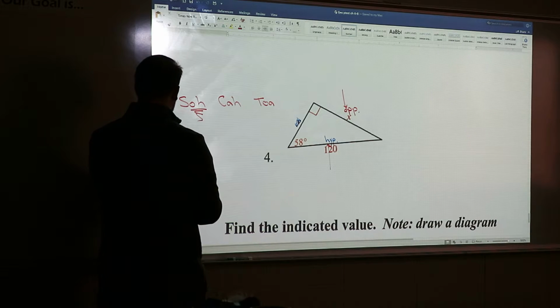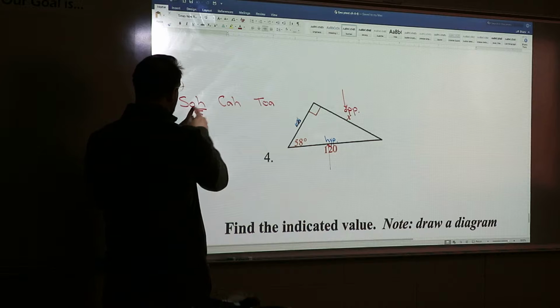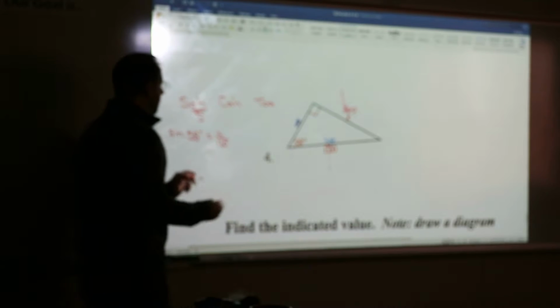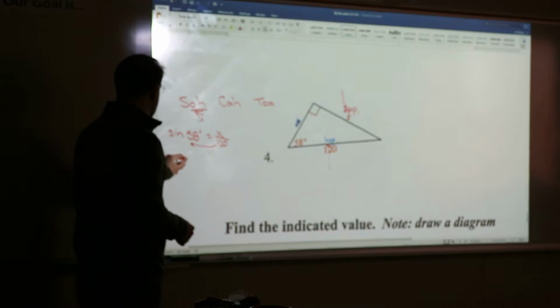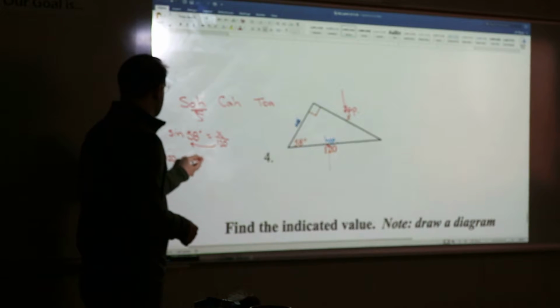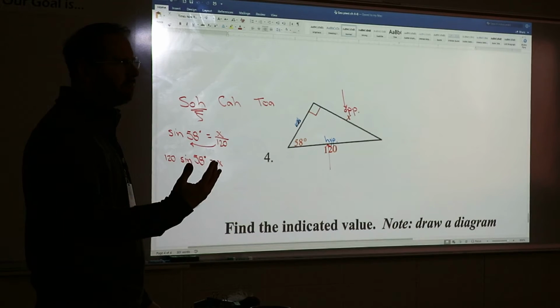So I'm using sine. Sine of my 58. Second letter goes on the top, so opposite's on the top, that's X. Hypotenuse is on the bottom, that's the 120. And then to solve, I would multiply this across: 120 sine 58. Now I'm expecting this to be a bigger number, maybe not 3 digits, but probably a 2-digit number. What do we get?